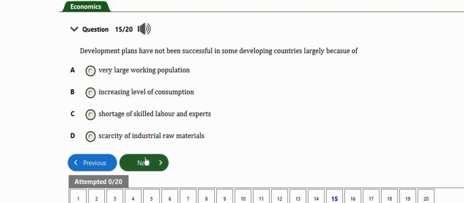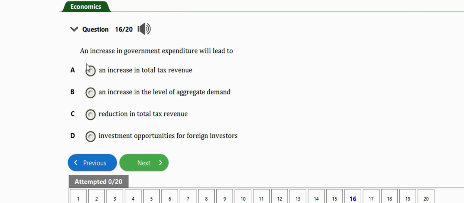The next question will be this one. It says an increase in government expenditure will lead to we have an increase in total tax revenue, an increase in the level of aggregate demand, reduction in total tax revenue, investment opportunities for foreign investors. The right answer is option B, which is an increase in the level of aggregate demand.